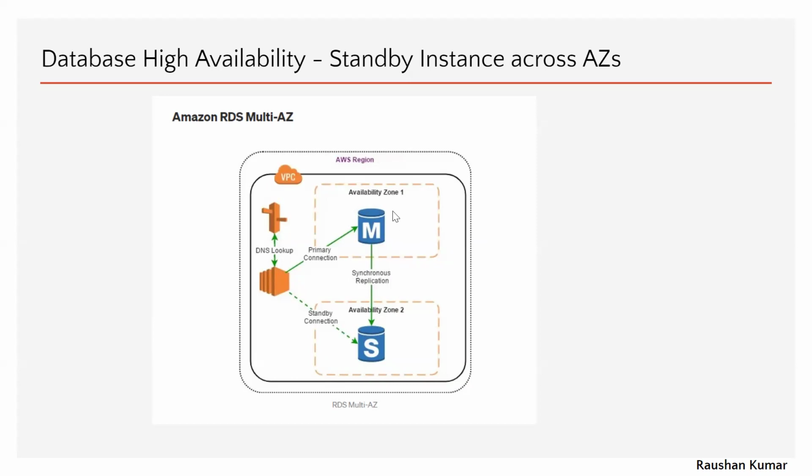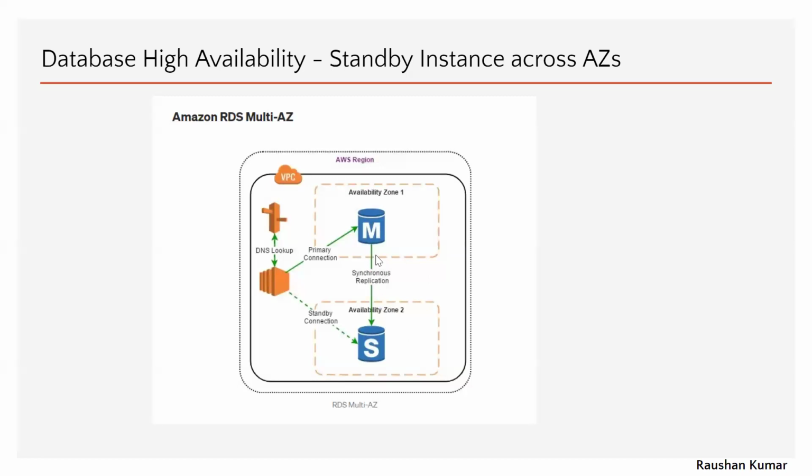If this database goes down for any region, the traffic will be routed to this database, which is in another AZ. And now the problem will happen if I don't have the same data, because all of a sudden I cannot switch the traffic to this database. If I don't have the data, then it will be a problem.